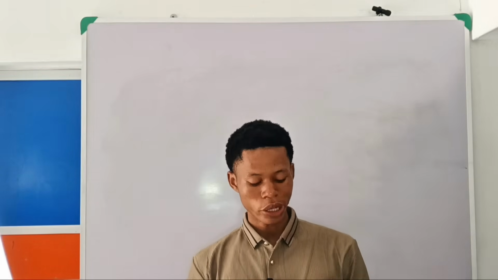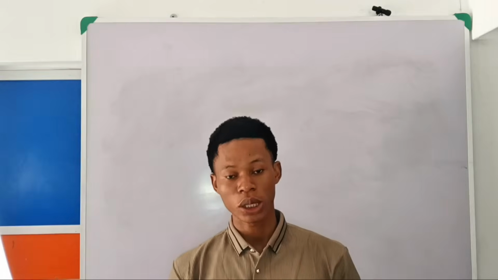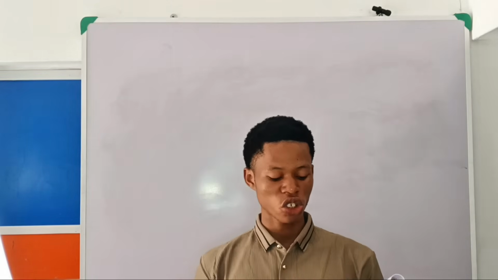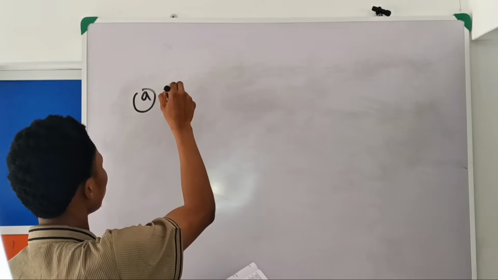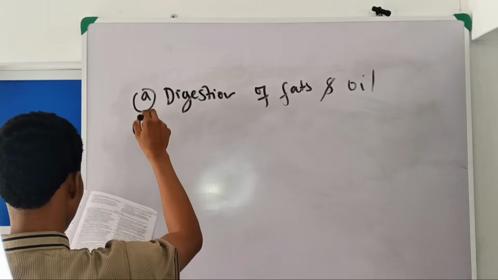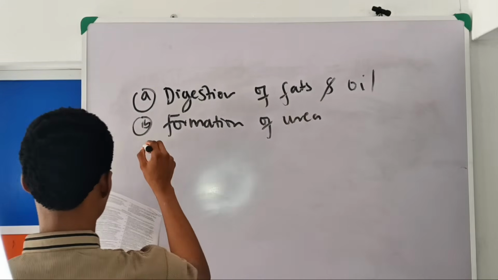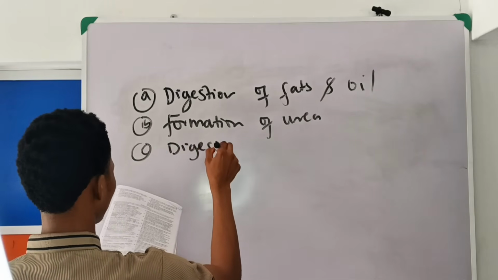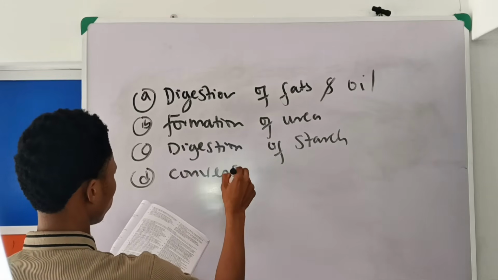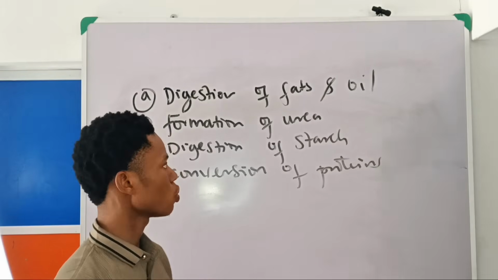if the gallbladder is removed by surgery, which of the following will be most seriously affected? Listen to the question very well. A says digestion of fats and oils. B says formation of urea. C says digestion of starch. And D says conversion of proteins. All right, so if the gallbladder is removed by surgery, which of these will be most seriously affected?